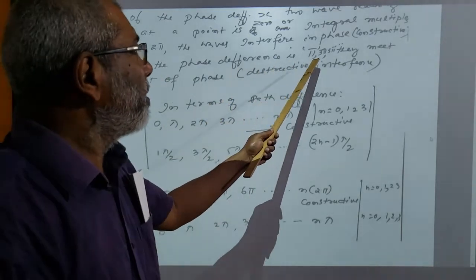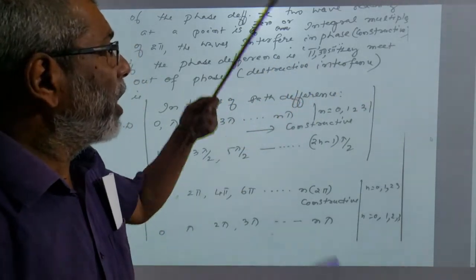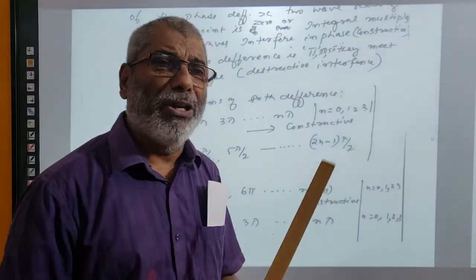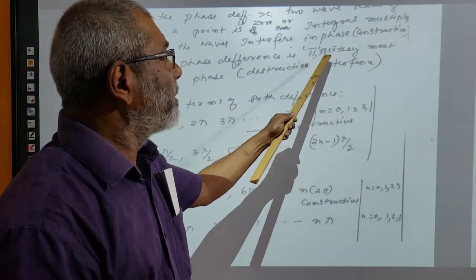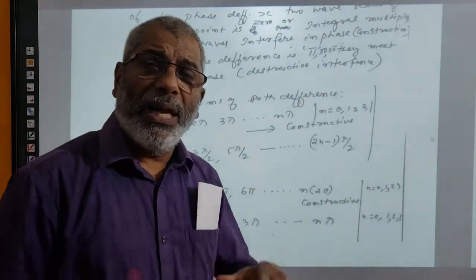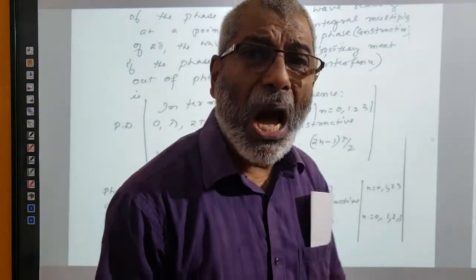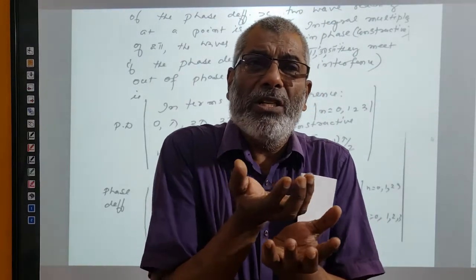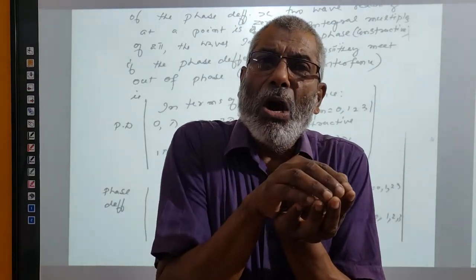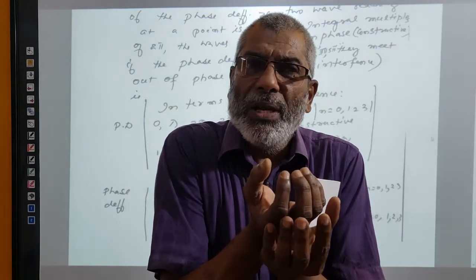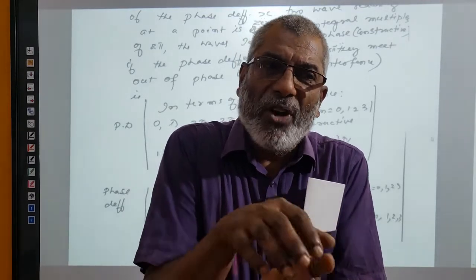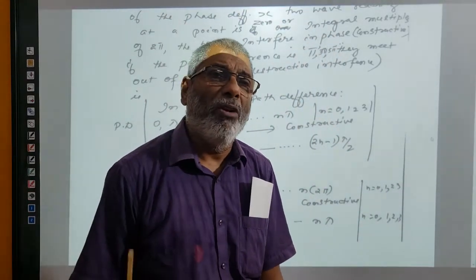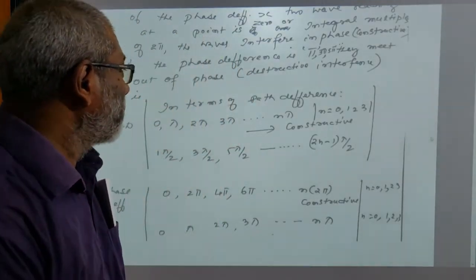If the phase difference, here it is different. There it was 2 pi, 4 pi, 6 pi, etc. If the phase difference between two waves reaching at a point P is pi, 3 pi, 5 pi, etc., they will meet at a point on the screen out of phase. The condition of out of phase everybody knows. Out of phase means crest falls with a trough, or trough falls with a crest. This is a condition of destructive interference. That point will be a dark point on the screen.